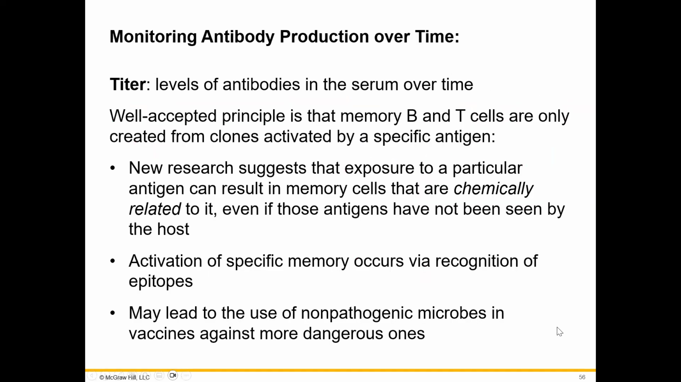Now, how do we monitor antibody production over time? We look at primary and secondary responses to antigens. If we want to study more about it, we can learn a great deal about how the immune system reacts to an antigen just by studying the levels of antibodies in serum over time. This level is expressed quantitatively as the titer or concentration of antibodies.